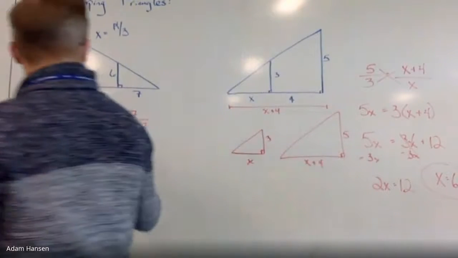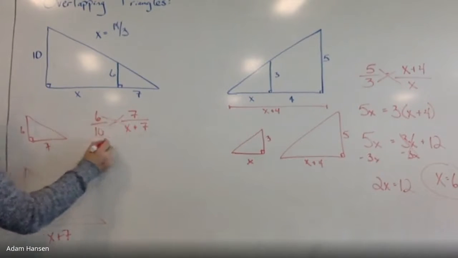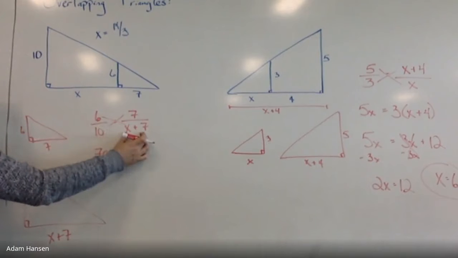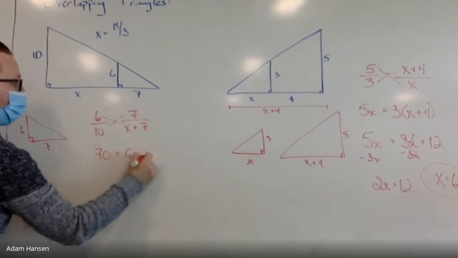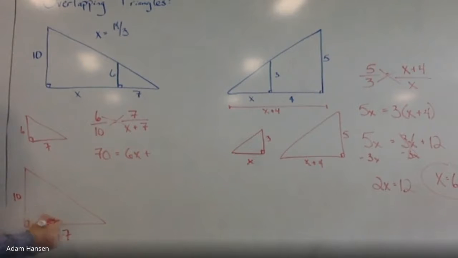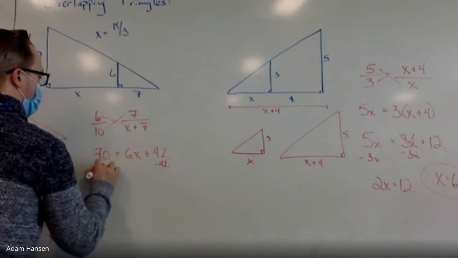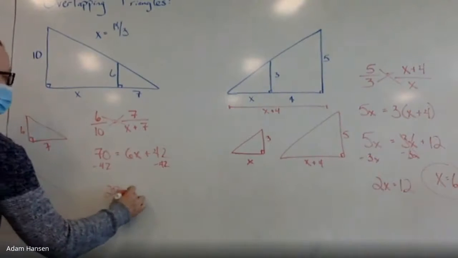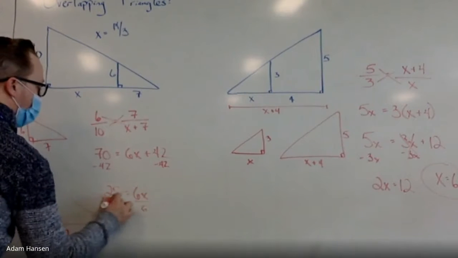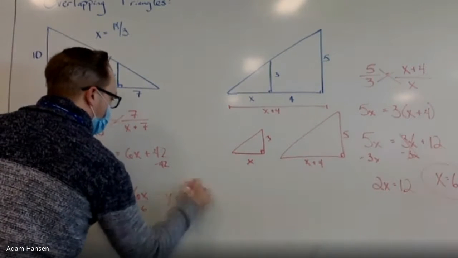Cross multiply. 7 times 10 is 70. Kira, what'd you get when you multiplied 6 times x plus 7? What's 7 times 6? 42. Good. Perfect. Looking good there. Subtract 42 from either side. What is that? 28. 70 minus 42 is 28. Divide by 6. 28/6 is reducible down to 14 thirds.